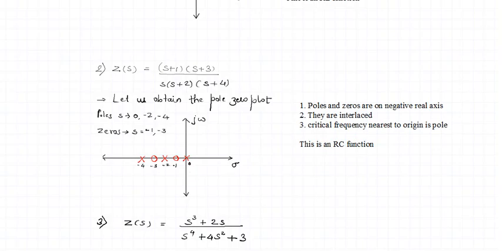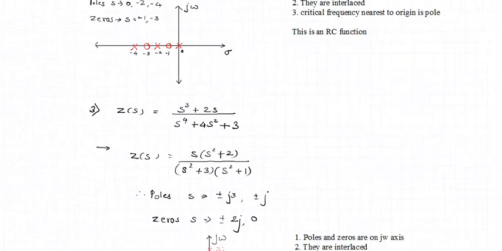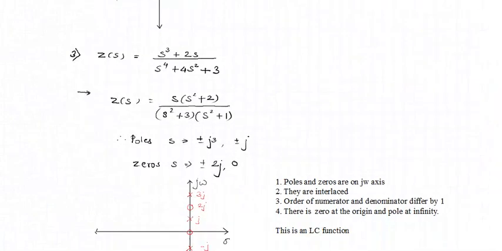Moving ahead with the example, here is the next example given. We have been given a driving point impedance function, and we have been asked to find whether it belongs to RL, RC or LC. So let us simplify. We have simplified this by taking S common from the numerator and simplifying the denominator factors. Factorizing the denominator, we have obtained the terms as shown here.